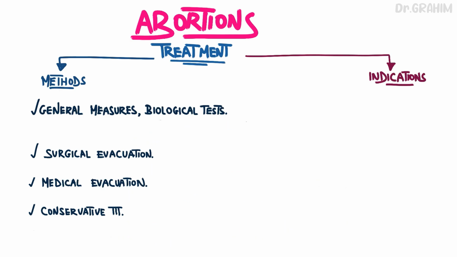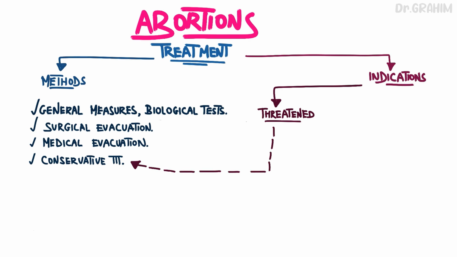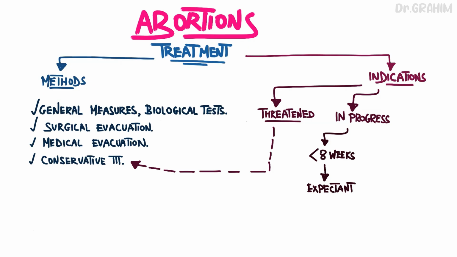The treatment indications vary depending on the type of abortion and the stage of pregnancy. In the case of a threatened abortion, conservative treatment is often recommended, accompanied by close monitoring. This approach aims to allow the pregnancy to continue under the best possible conditions while carefully observing the evolution of clinical signs. In case of abortion in progress, and the pregnancy is less than 8 weeks of amenorrhea, an expectant approach is often considered. The goal here is to wait for spontaneous expulsion with regular clinical follow-up.